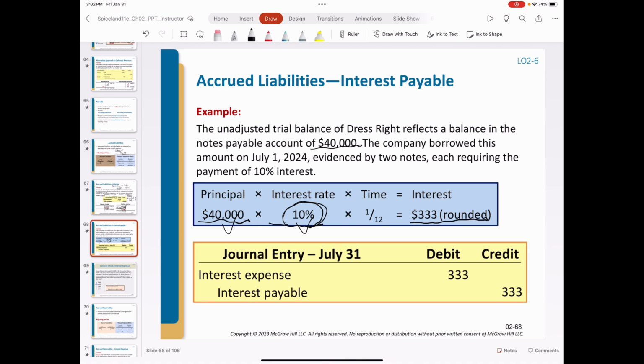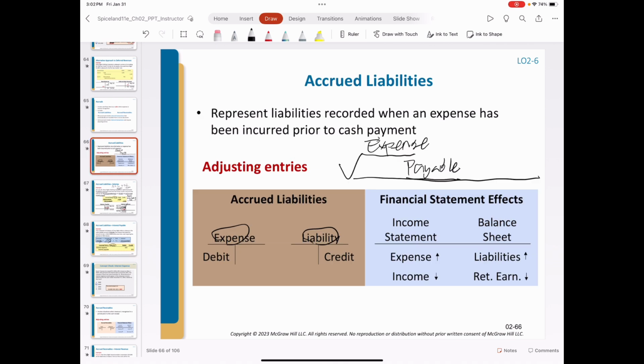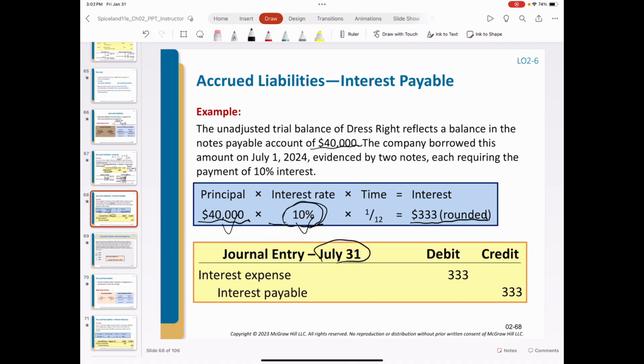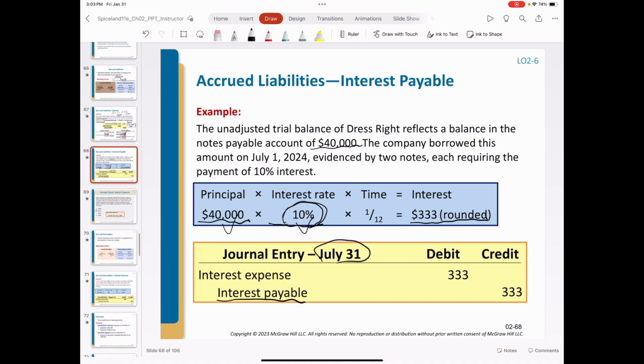Even though this interest will be paid when this loan is due, by the end of July 31st, according to this adjusting journal entry, we debit interest expense and credit interest payable, $333. And the payable will be written off when the interest is paid. The reason we recognize interest expense is that the company uses the fund, and the cost of the fund is interest. So the company should recognize 1 month's interest expense, even though no payments have been made.